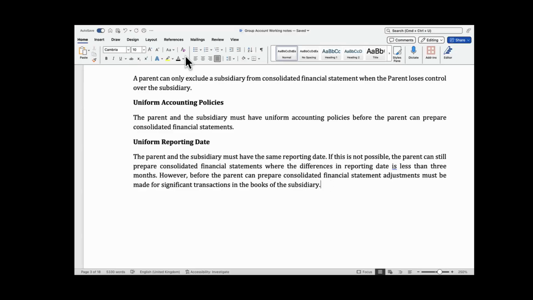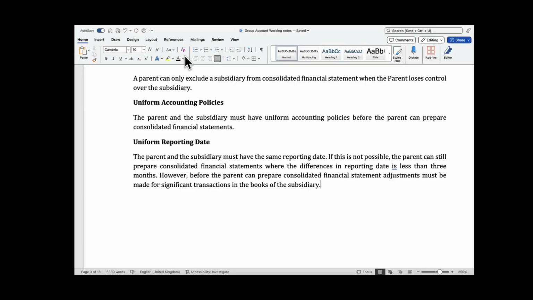Any other questions? Yes, sir. So, sir, how do we identify the significant transactions that we are to adjust if the reporting dates are not the same? It's a matter of judgment. The standard didn't tell us how you identify that. So it's actually a matter of judgment from the standpoint of the parent and the subsidiary when they are making those adjustments. So we really don't want to dabble into all of that, really. But it's a matter of judgment.